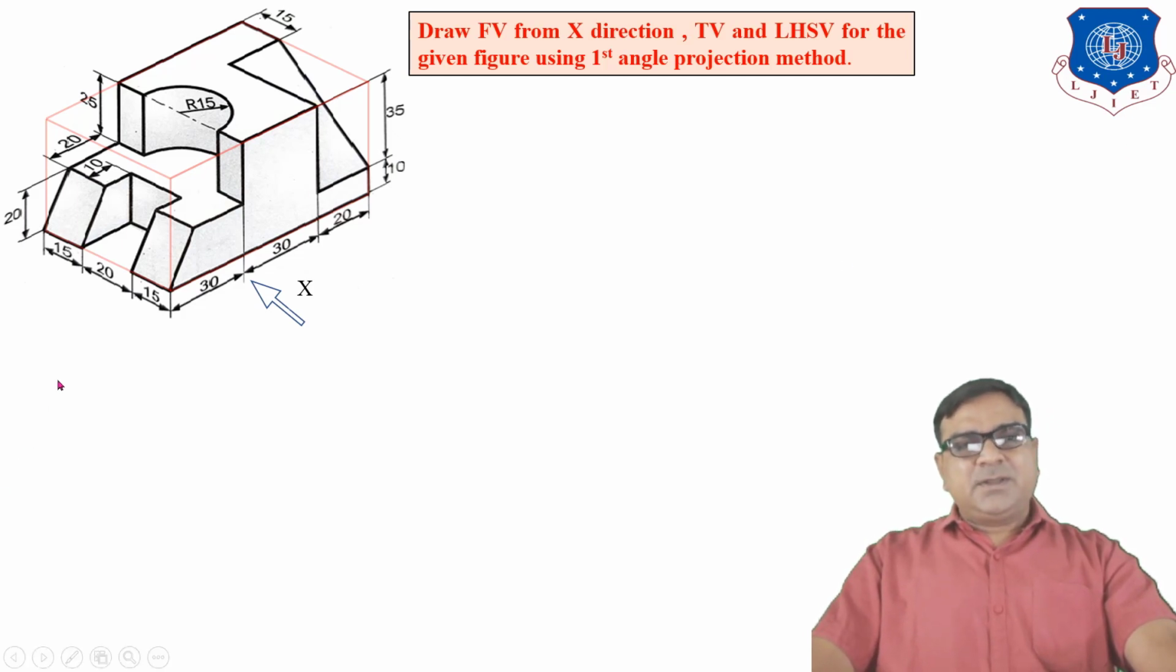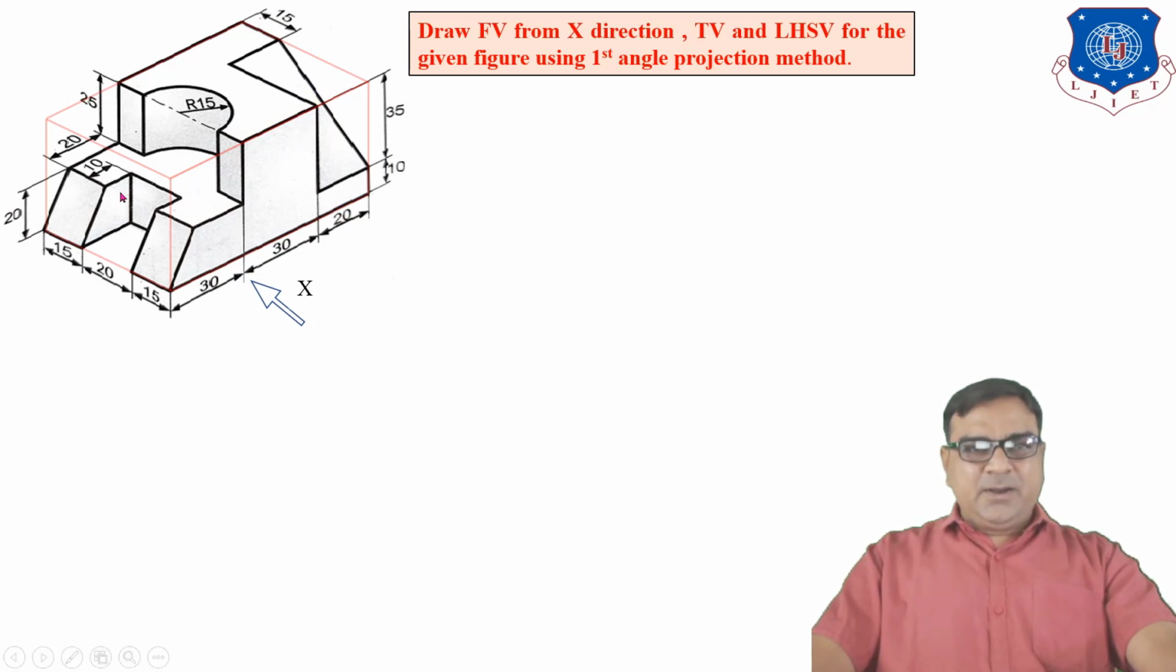So we have one 3D pictorial view with dimensions and one arrow is given. Now this arrow represents the position of the observer, and the view the observer sees from this position is known as the front view.